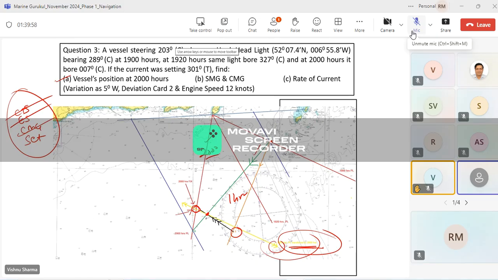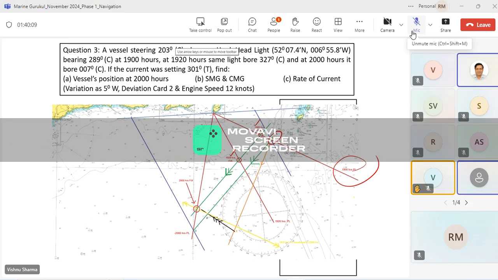Thank you. Now what will you do next? No need for thank you, tell me what comes next. Sir, we will transfer this CMG line through this fix, through this point, in reverse. Keep speaking. And then we will get back the 1900 position. Very good. 1940. Okay, and very good. 1900, sir. Very good. So the answer to part A has come.